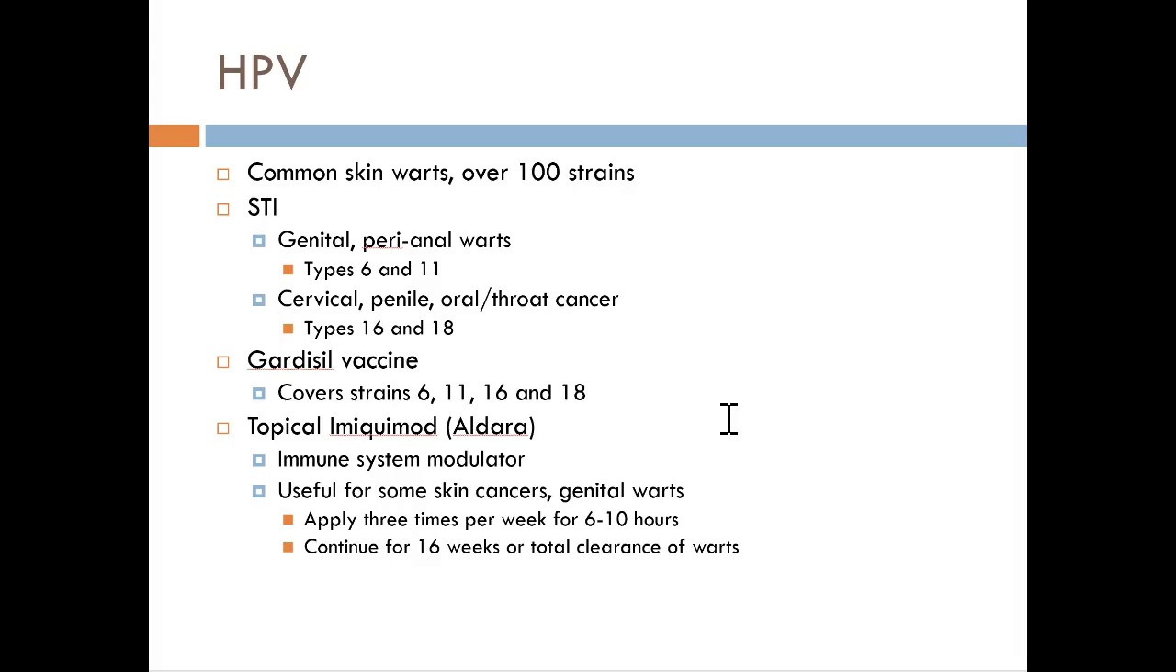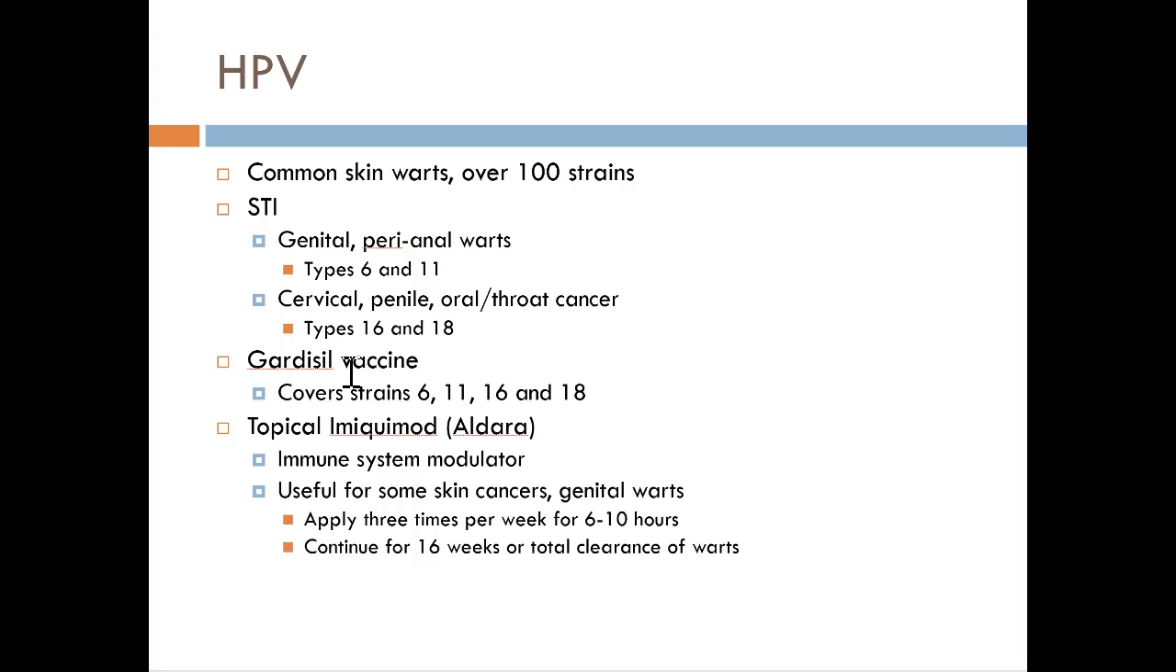But the HPV viruses, human papilloma viruses, are responsible for common skin warts. The more problematic ones are the genital perianal warts that can cause lesions in areas obviously we don't want them to be and are difficult to get rid of and treat in those spots. And then there's cervical, penile, and oral throat cancer, which are types 16 and 18. There's a couple other strains that are problematic too, but those are the big four, and that's what the Gardasil vaccine, which came out, covers. And again, there's another one that covers a few more strains.